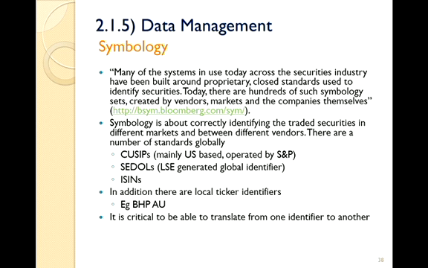As I said, symbology is about correctly identifying traded securities across different vendors. CUSIPs are used in the US and operated by S&P, and SEDOLs are a London Stock Exchange generated global identifier. ISINs are also reasonably popular, and they don't just cover equities; they cover fixed income and other asset classes as well. And then, of course, there's your local ticker, which in this case for BHP is BHP AU.